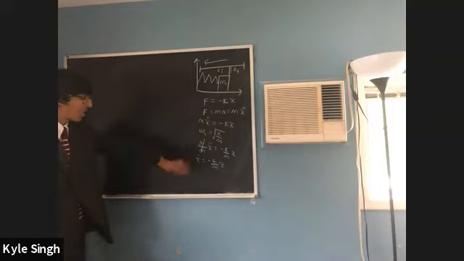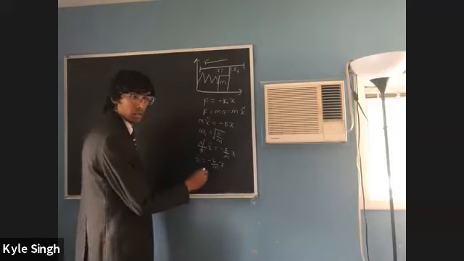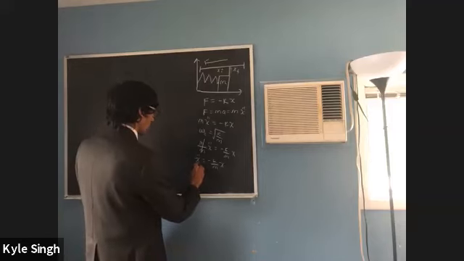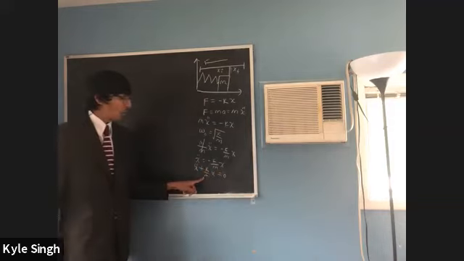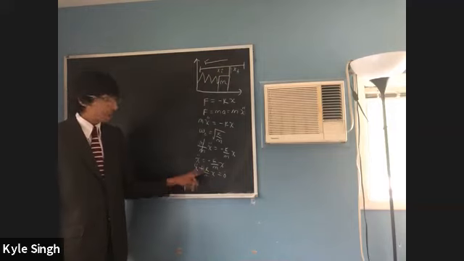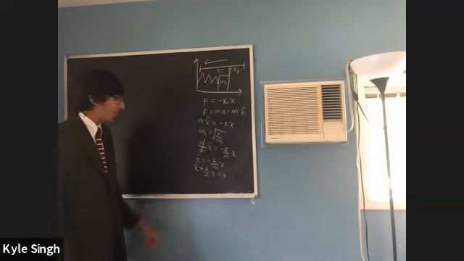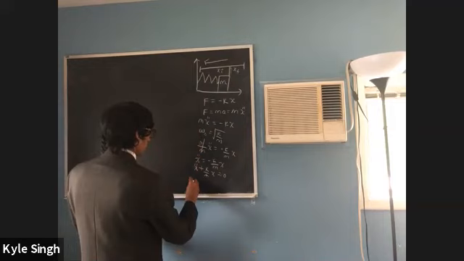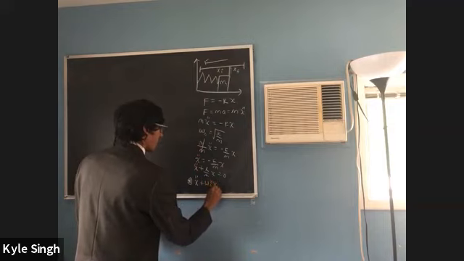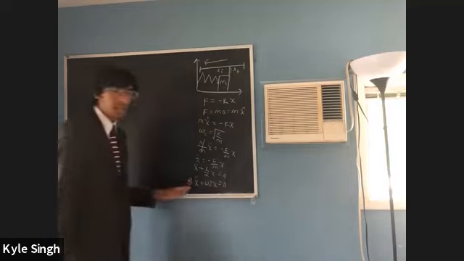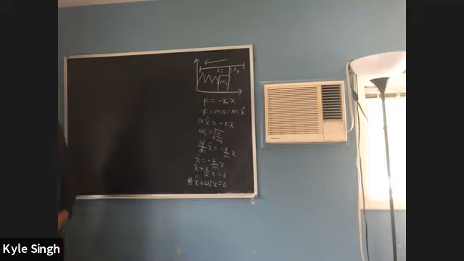Okay, I move this over, plus k over m x equals 0. Oh, this is just omega naught squared, right? K over m. So I get my final beautiful equation: x double dot plus omega naught squared x equals 0. Okay, this is great.